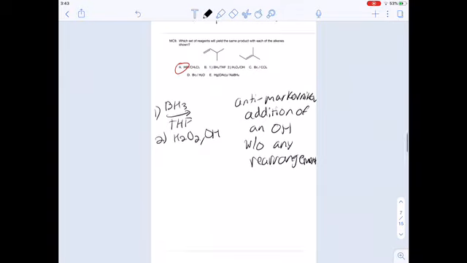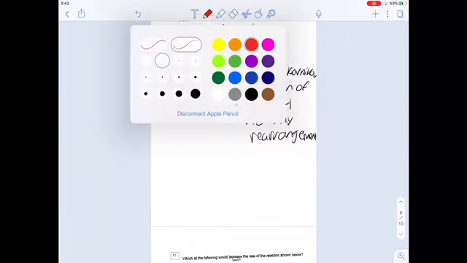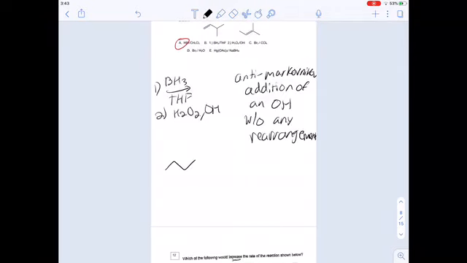So we've done this mechanism a couple times already, in the notes and the premock, but we'll do really quickly what would happen if you used this on A. Anti-Markovnikov basically just means you're going to add OH to the less substituted side, which normally doesn't happen. Usually you want your OH on the more substituted, so that's Markovnikov. Anti means you're adding it to the less substituted without any rearrangements.